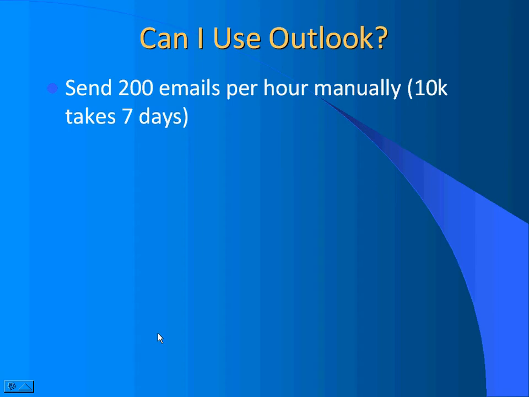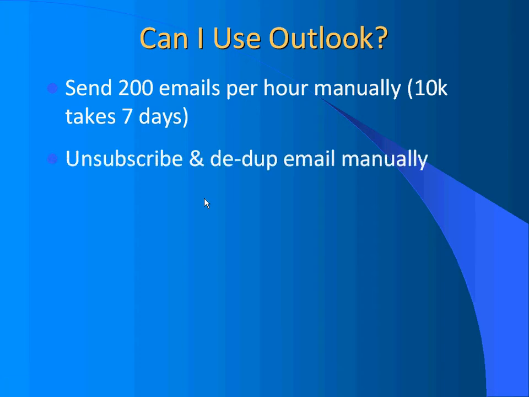Okay, the next thing is, the law states that you have to allow the recipient to unsubscribe, right? So how do you do that? The unsubscription, you have to do it manually using Outlook. Outlook doesn't help you. So you have to put a message, say, if you want to unsubscribe, reply with the word unsubscribe in the email subject. So you receive an email that says unsubscribe, then you have to manually go and take that email out from your list. Okay, the next thing is deduplication.